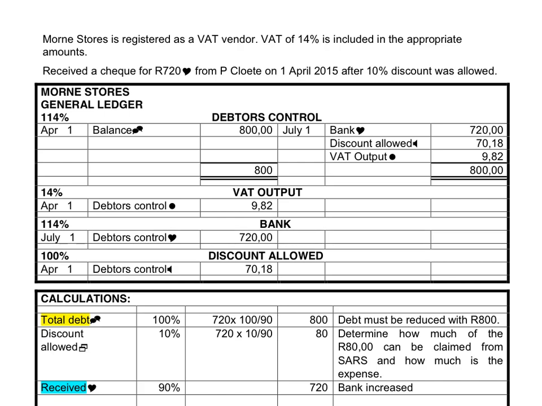Good morning. We will pay attention to VAT today when we receive a check after discount was allowed. It is very important to determine whether the amount given is the total debt or whether it is the amount received. If we look at this exercise, they say receive a check for 720 and we already allowed 10% discount. So that means the 720 that we received was only 90% of the total debt.